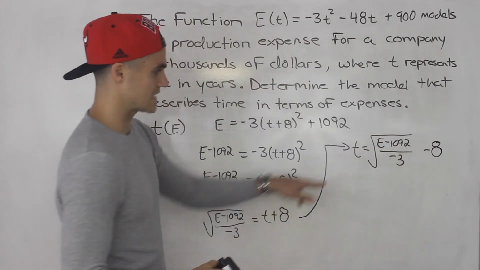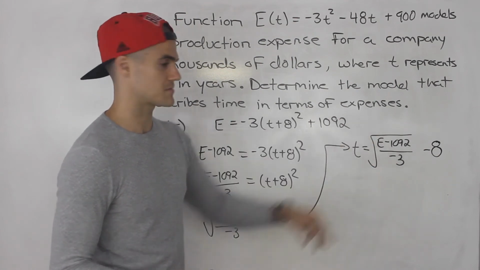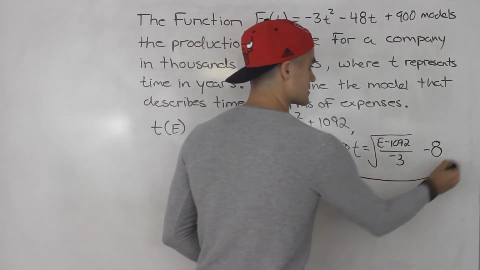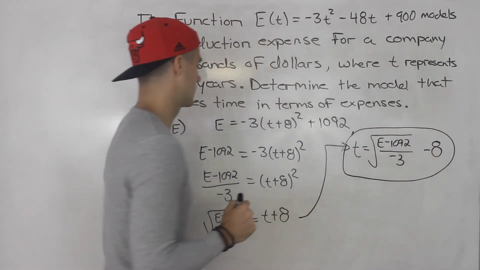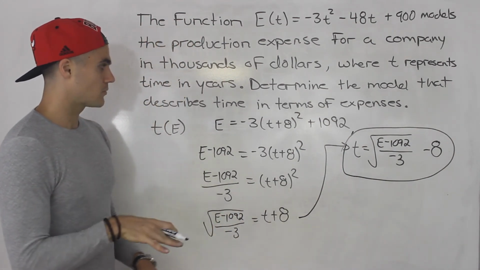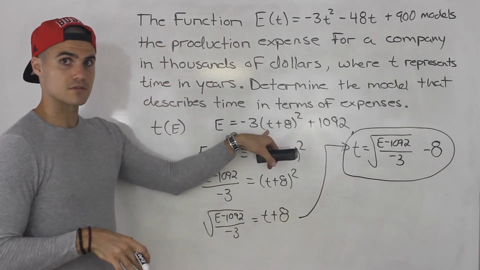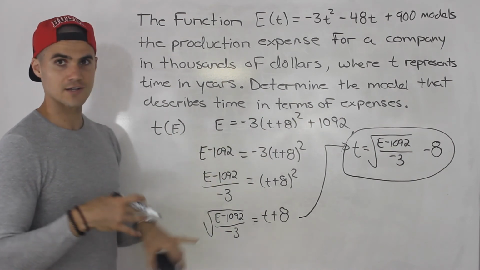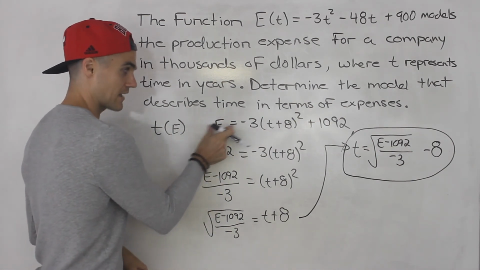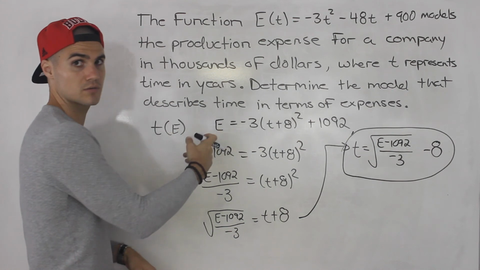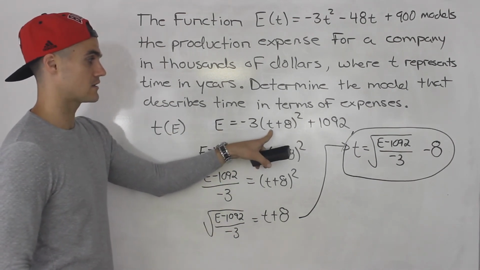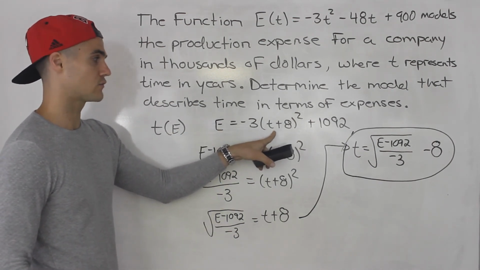So now notice we have time in terms of expense. So this is the answer. That's what they were looking for. All right, so just remember with word problems, you don't switch the variables. If these variables actually represent something, in this case expense and time, you can't just switch them, right? You just isolate for what you're looking for.